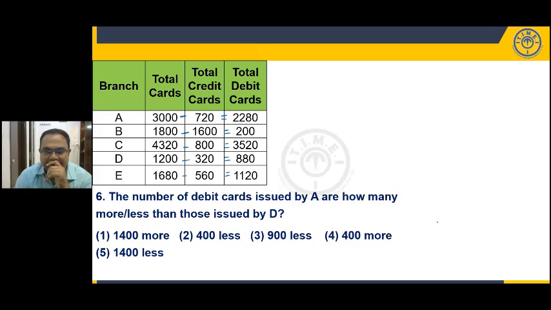Straightforward question now. Number of debit cards issued by A are how many more or less than issued by D? I have clear information. A has 2280 debit cards, D has 880. This question also most of you are not answering. It has to be 1400 more. A is having 1400 more. So first option.